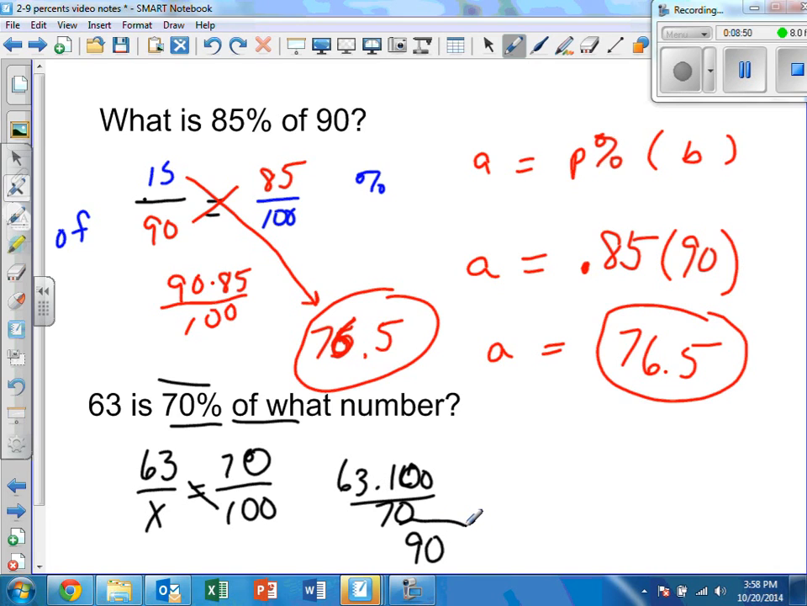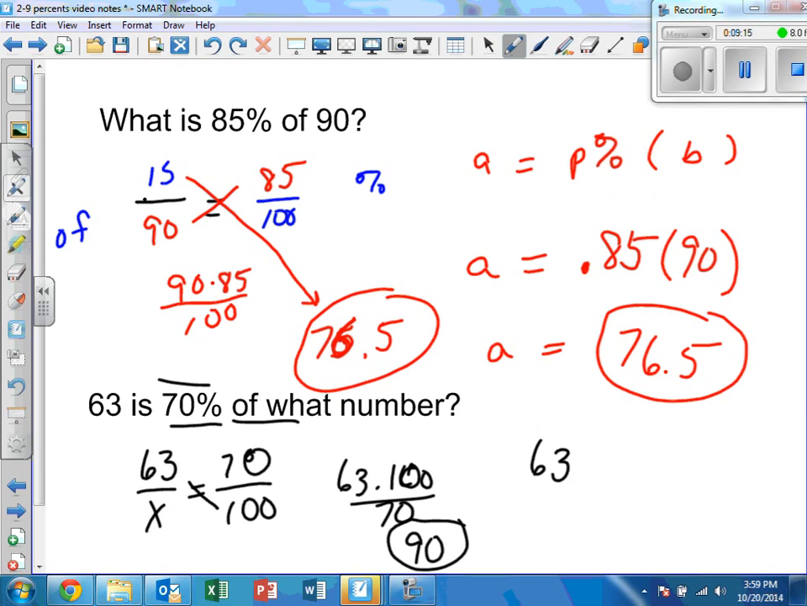So my number is 90, not percent. I already have my percent. The number I'm looking for is 90. Does that make sense? 63 is the part. 70% of a bigger number. 63 should be more than halfway there. Yep, makes sense. Over here, using A equals P percent times base.